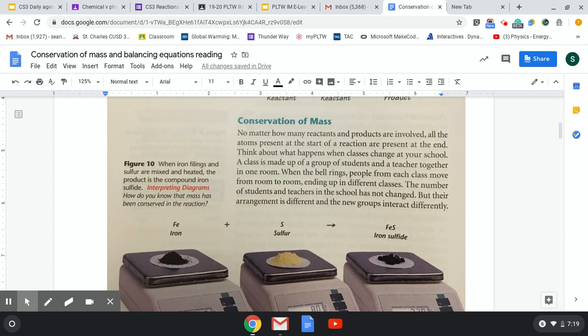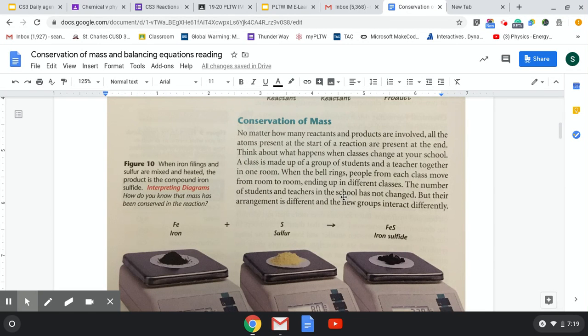Think about what happens when classes change at your school. A class is made up of a group of students and a teacher together in one room. When the bell rings, people from each class move from room to room, ending up in different classes. The number of students and teachers in the school has not changed, but their arrangement is different and the new groups interact differently. I think that's a great analogy for how atoms rearrange.